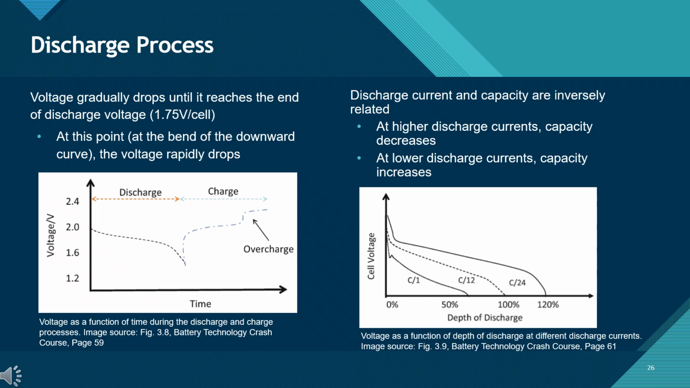In the second graph, we see how discharge current affects capacity. At higher discharge currents, the battery's available capacity becomes lower, while at lower currents, the battery can deliver more energy. In simple terms, pulling energy out too quickly reduces the total energy the battery can provide. These two behaviors, when combined, explain why careful control of discharge current and depth of discharge is crucial for both performance and battery life.